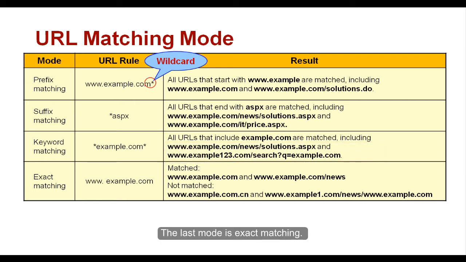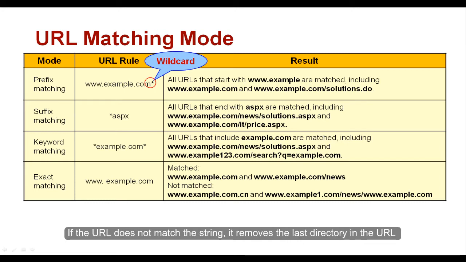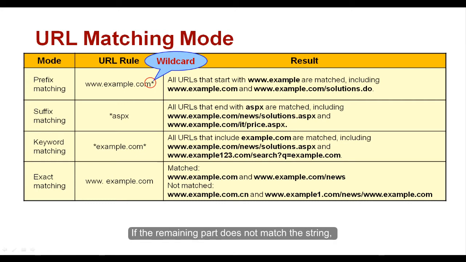The last mode is exact matching. For example, URL rule www.example.com is configured. You can see that this rule has no wildcards. When the firewall processes URL information, it first compares the URL against the specified string. If the URL does not match the string, it removes the last directory in the URL, and compares the remaining part against the string. If the remaining part does not match the string, it removes the last directory in the remaining part. This process continues until it matches the domain name against the string.